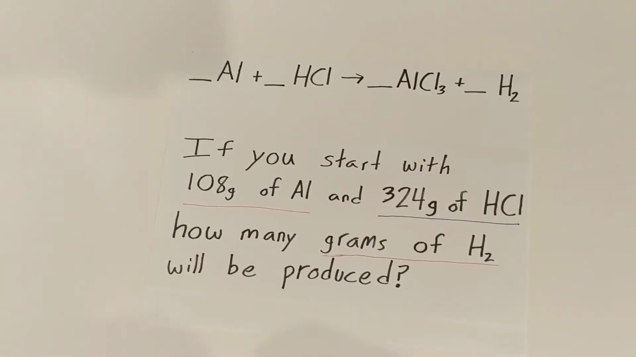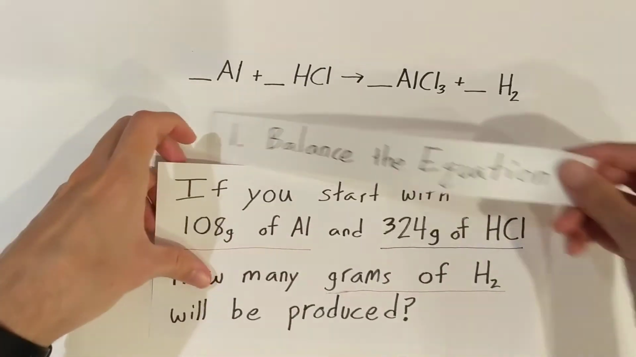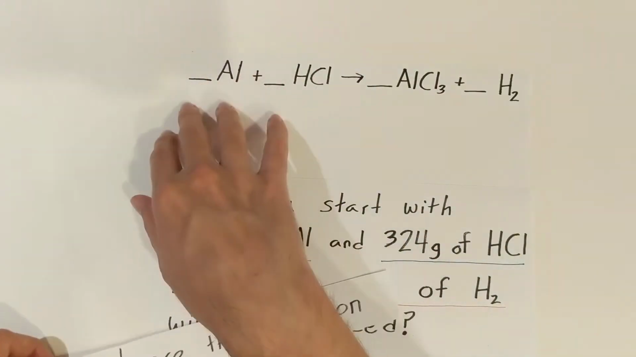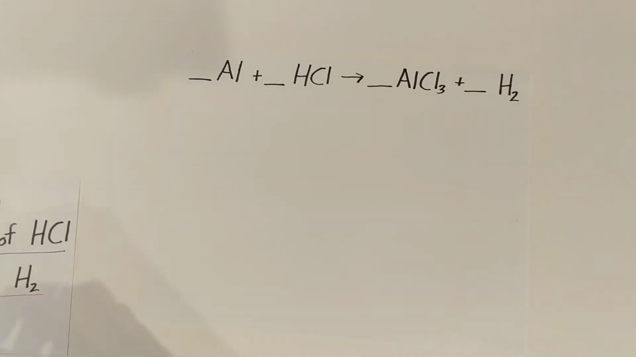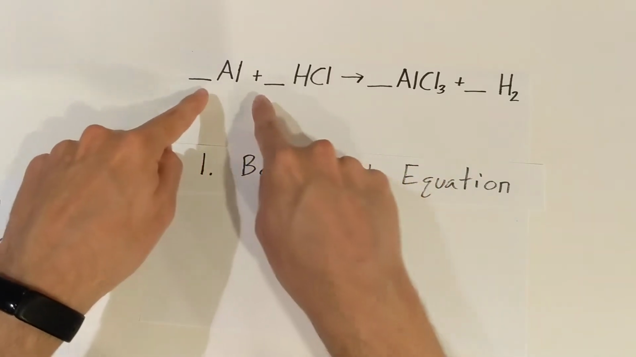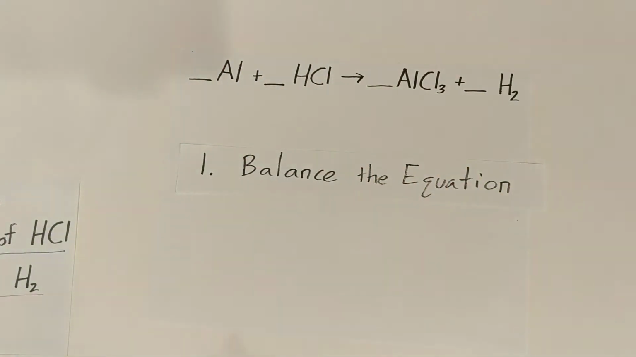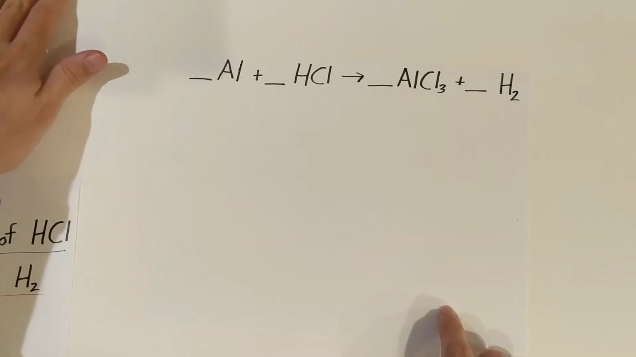So the first thing we have to take a look at, and I've gotten some steps written out here. First thing we got to do is balance out our equation. You may have noticed up here, I have the chemical equation, but I don't have all of the coefficients yet. And those coefficients are really important to solving these problems. So we have to start by balancing out our equation.